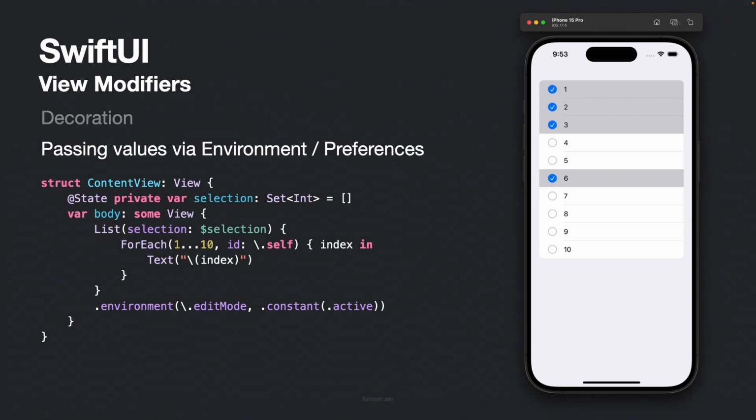There is also a preference modifier. Environment is from parent to child, and preference is from child to parent communication. So in this we are telling the list that we want to have the selection mode active, editing mode active.